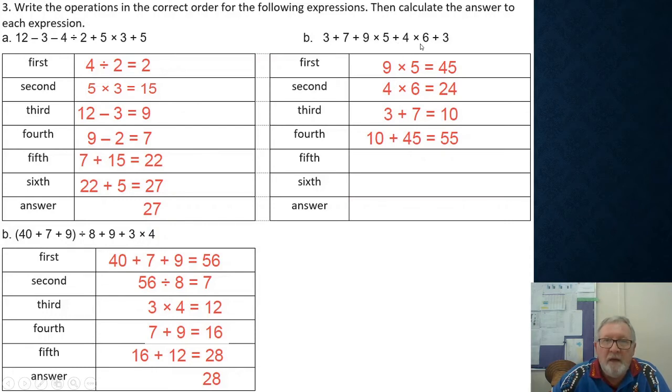And I imagine we're going to add that 24 in. Yes, we did. 79 we're up to. The last thing is to add in the final 3, 82. And there's our final answer. How did you go? Hopefully you went well.